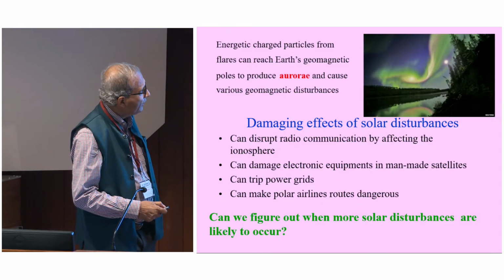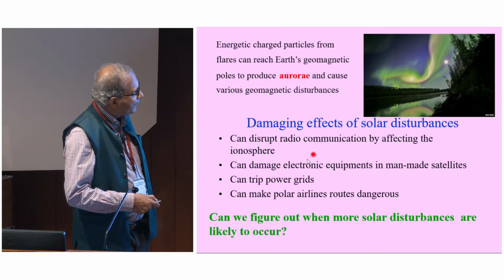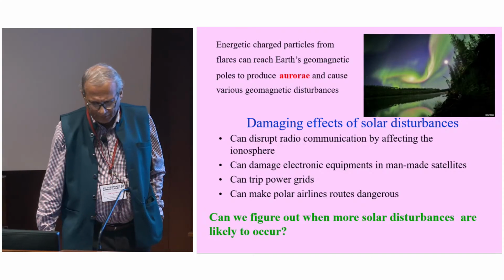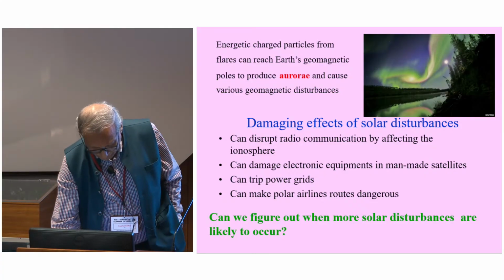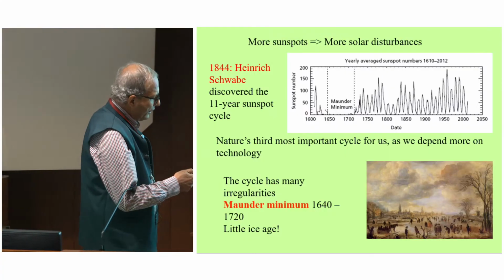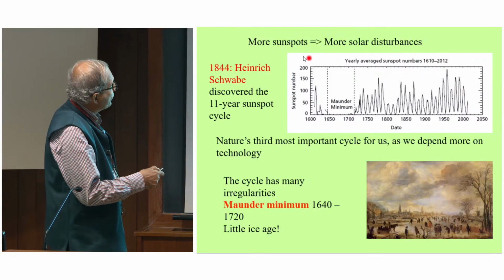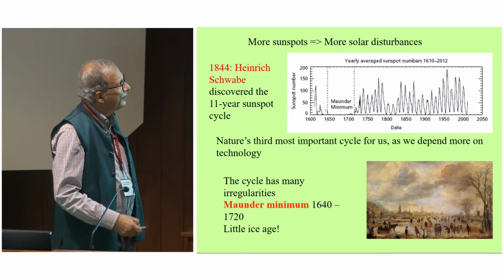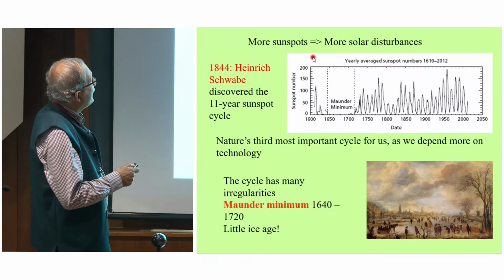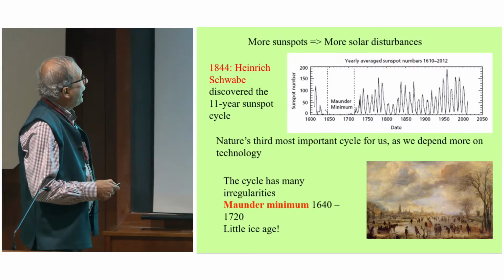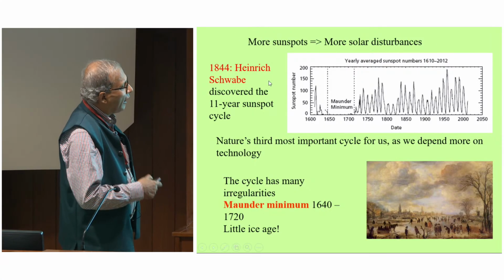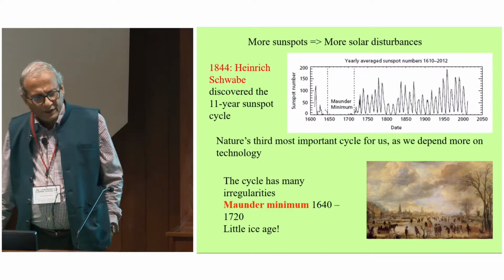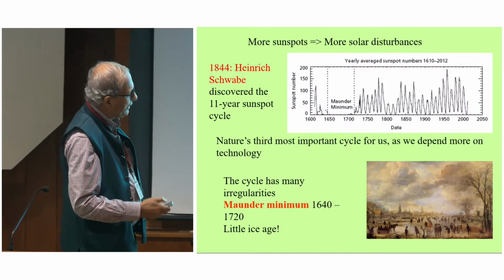So because of these effects of solar disturbances, we would like to know when solar disturbances are more likely to occur. So as I already pointed out, solar flares occur above sunspots. So when there are more sunspots on the sun, more solar disturbances are likely to occur. And in 1844, Schwabe discovered that the appearance of sunspots on the solar surface obeys a sort of periodic pattern.